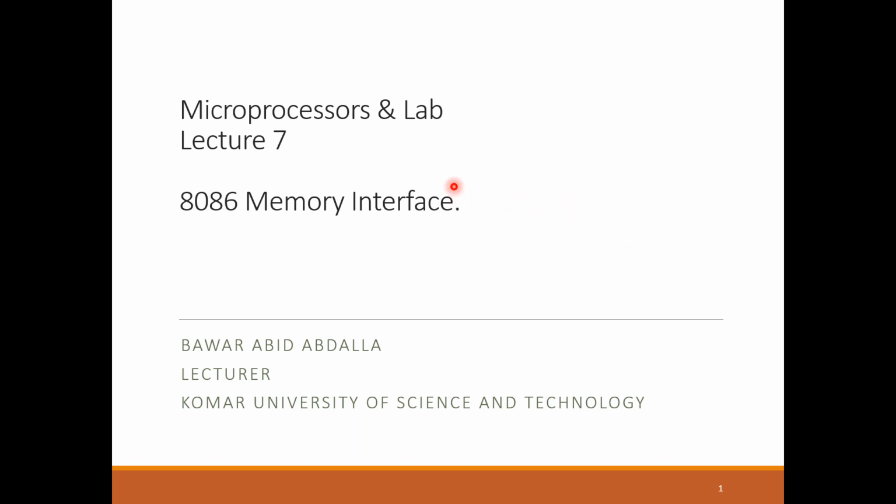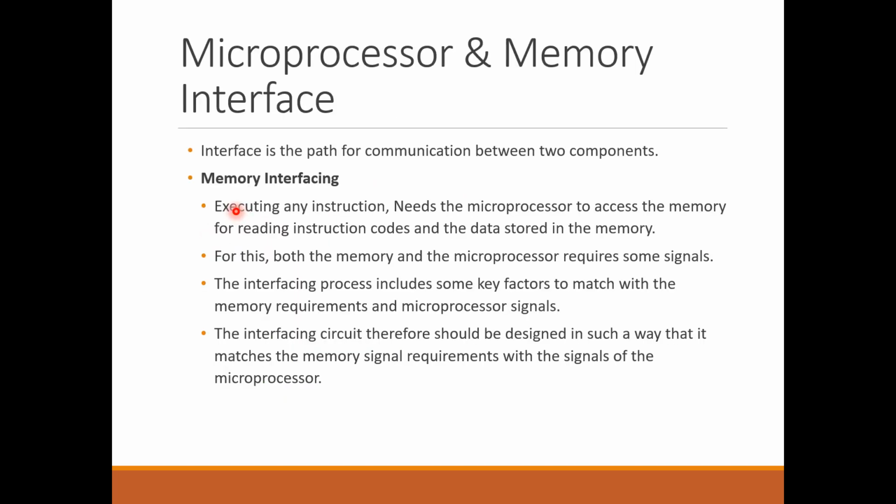In this lecture, we are going to talk about the memory interface of the 8086 microprocessor. And so we can say, what is an interface? What does interface mean? It means, when you want to establish a communication or establish a path to communicate one device to another one, or establishing or making connection between two devices or two components.